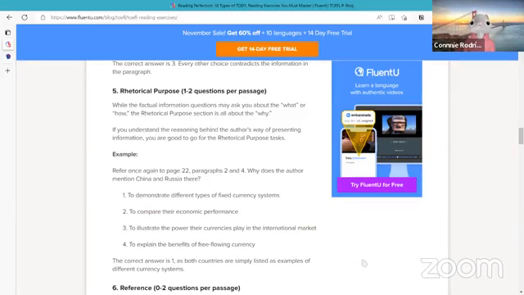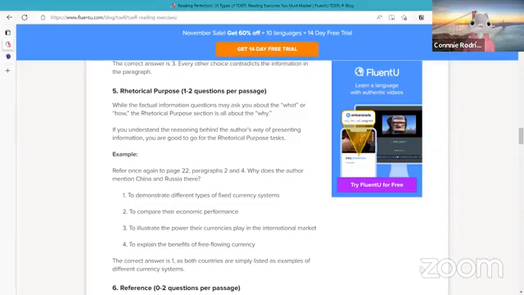While the factual information question might ask you about the what or how, the rhetorical purpose section is all about the why. If you understand the reasoning behind the author's way of presenting information, you are good to go for the rhetorical purpose task. Example, refer once again to page 22, paragraphs 2 and 4. Why does the author mention China and Russia there?